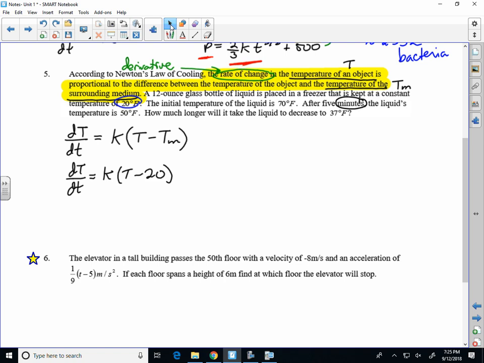The x part of it is the difference between the temperature of the object, which we're calling T, and the temperature of the surrounding medium, which we're calling T sub m. All right, so just follow. The k comes from the rule that's above in the previous question. It says directly proportional is f of x equals k times x. No problem.